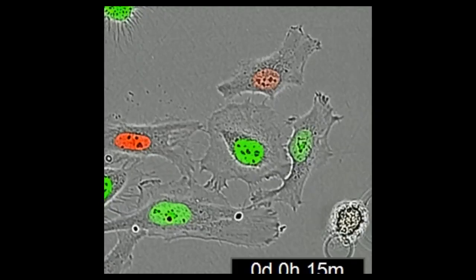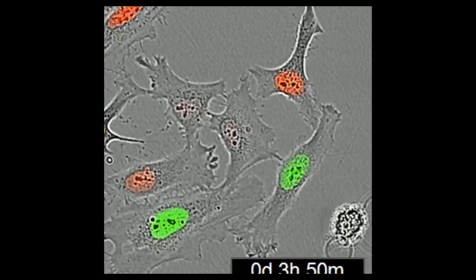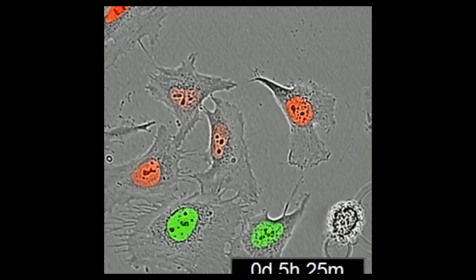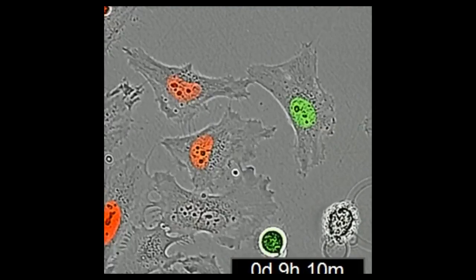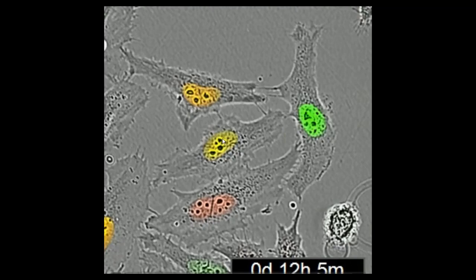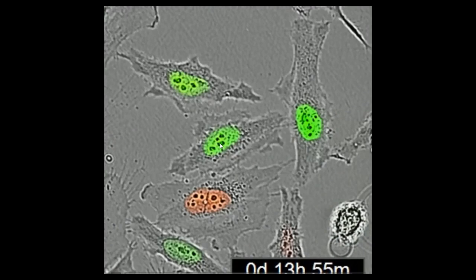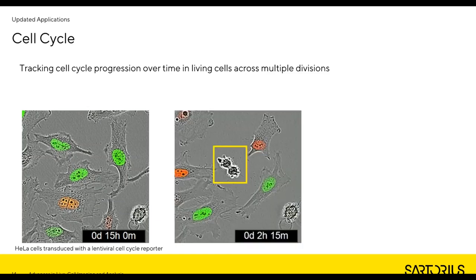So I'll play this video for you guys, and we can watch as these cells divide and lose their green fluorescent protein. Then when they switch over and start to replicate their DNA, they turn this reddish orange color, and then they end up back in the G2 phase right before mitosis. So we can watch these cells dividing.